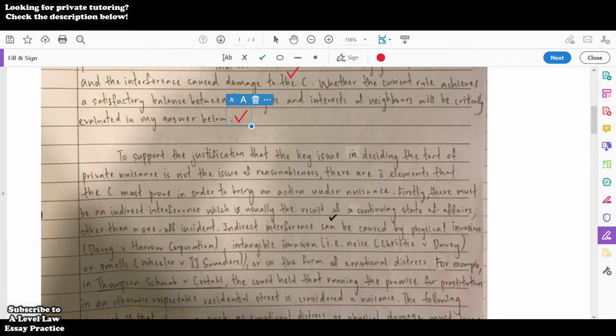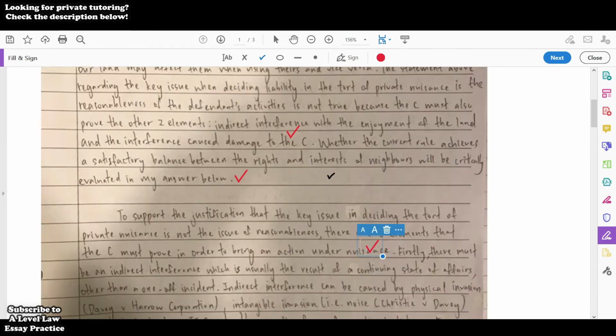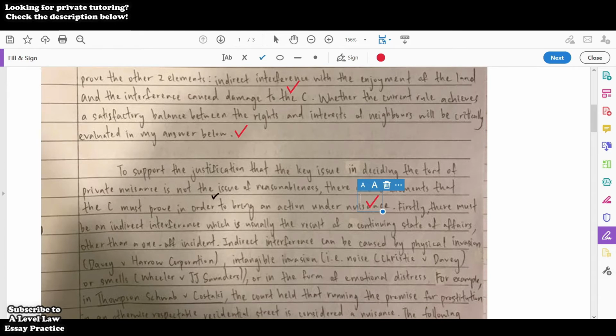Let us move on to the first body paragraph. To support the justification that the key issue in deciding the tort of private nuisance is not the issue of reasonableness, there are three elements that the claimant must prove in order to bring an action under nuisance. Like I say, this issue regarding not true is again not very good to mention in the beginning itself, but since the student did already mention it, it's fine, and it's better that now the student did re-emphasize it here.